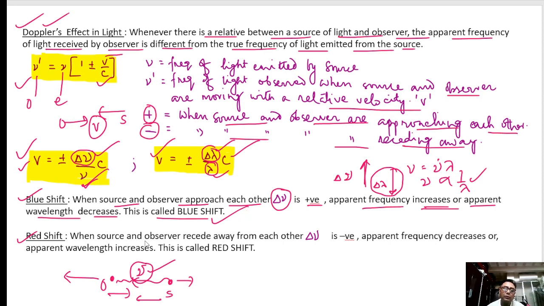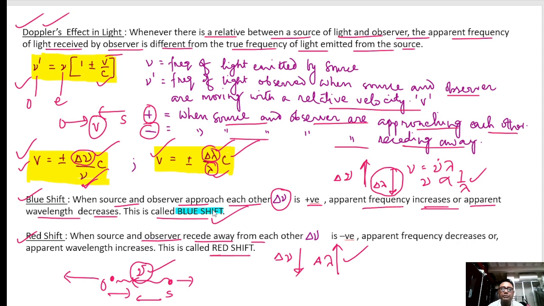Similarly, when the source and observer recede away, then apparent frequency decreases, and when apparent frequency decreases, the apparent wavelength increases. So wavelength increases means you are moving to the higher wavelength. So it is called the red shift. So this is the blue shift and this is the red shift.